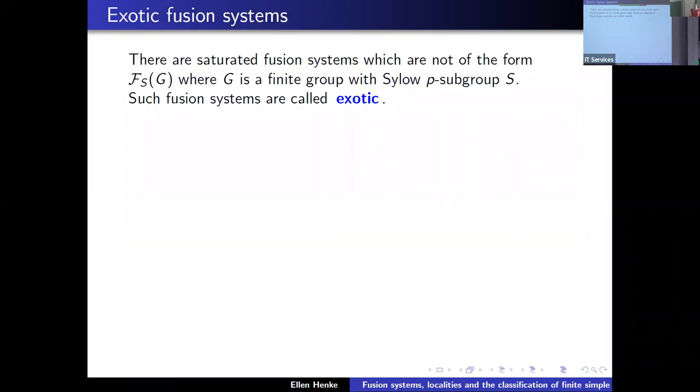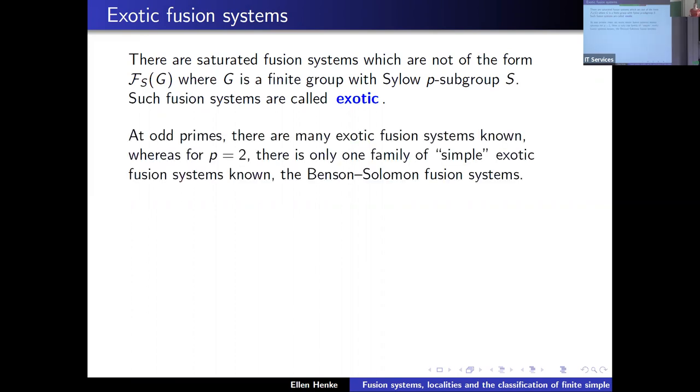So there are saturated fusion systems which do not occur in this way, and we call them exotic. At odd primes, there are relatively many exotic fusion systems known. At the prime two, there is only one family of fusion systems which is in a well-defined way simple, and these are the Benson-Solomon fusion systems. This is a family of fusion systems which is closely related to Spin_7(q).